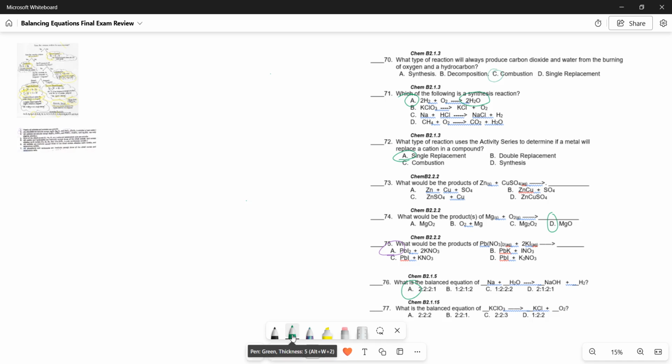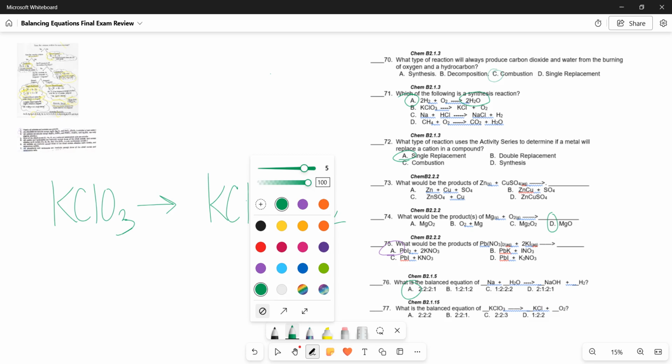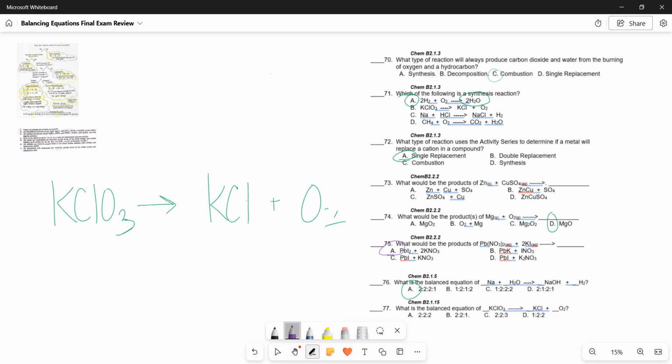And so I have potassium chlorate going to potassium chloride and oxygen. Now remember, the only place we can make changes is out in front, so I can put here, here, and here. Let's put our totals down. We have 1 potassium, 1 chlorine, and 3 oxygens. 1 potassium, 1 chlorine, and 2 oxygens.